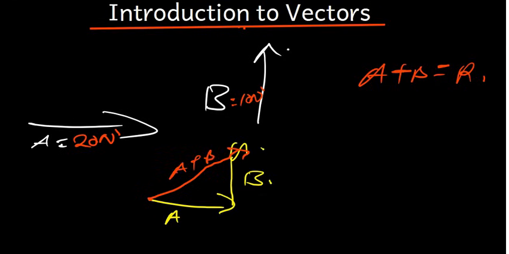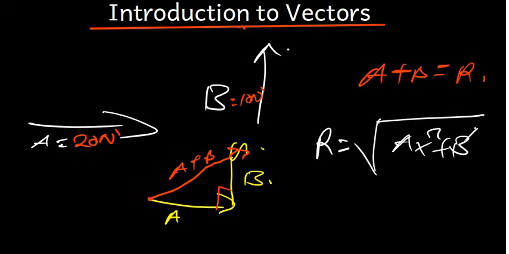Since we are making a 90 degree angle, we say these are perpendicular vectors. How do we add perpendicular vectors? We get the resultant, A plus B, and we use the Pythagorean theorem, where it's going to be the square root of A squared plus B squared.